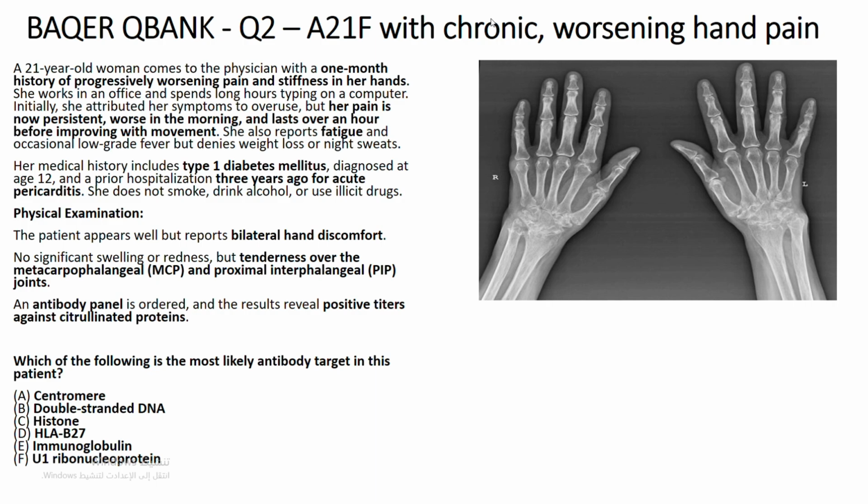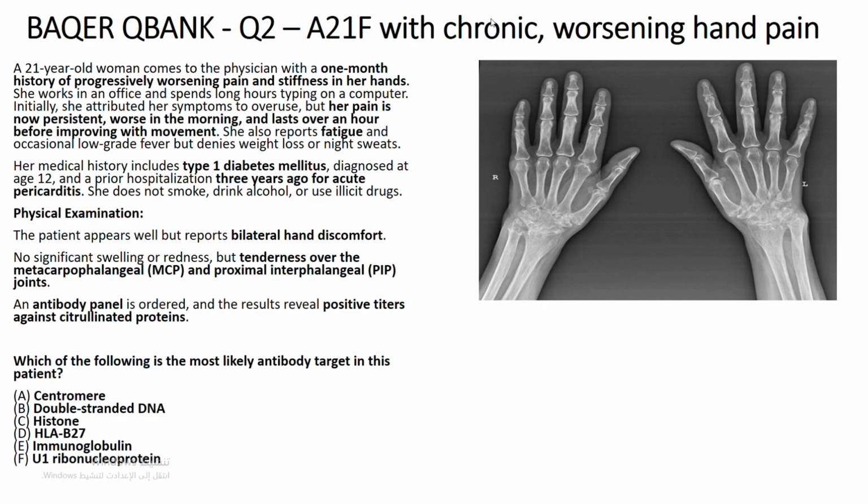The case today is about a young woman with chronic worsening hand pain, and the patient works on the computer. This may mislead you toward carpal tunnel syndrome, but the patient has morning stiffness lasting for 1 hour or more. This is a clue for an inflammatory condition. Another clue in this case: the patient has type 1 diabetes. This is another clue for autoimmune history.